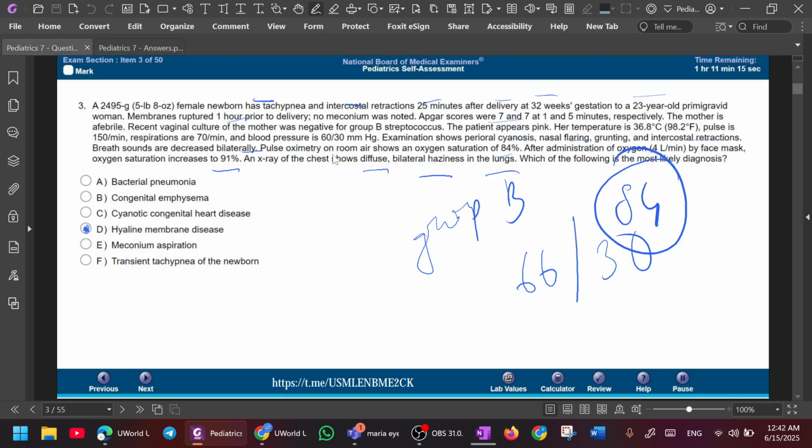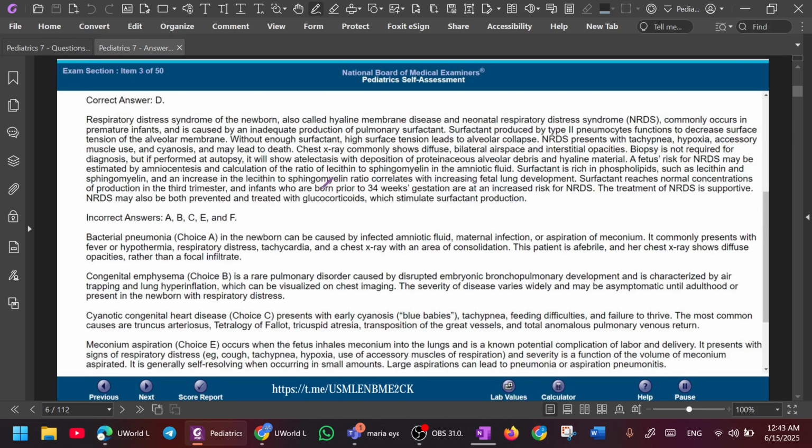Chest X-ray commonly shows diffuse bilateral air space and interstitial opacity. Biopsy is not required for diagnosis, but if performed at autopsy, it will show atelectasis with deposition of proteinaceous alveolar debris and hyaline material. Fetal risk for NRDS may be estimated by amniocentesis and calculation of the ratio of lecithin to sphingomyelin in the amniotic fluid. Surfactant is rich in phospholipids such as lecithin and sphingomyelin, and an increase in the lecithin to sphingomyelin ratio correlates with increasing fetal lung development.